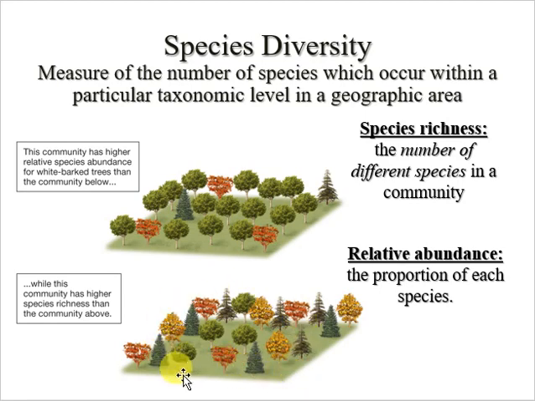So as a result, because these species all have more similar relative abundances, you have a greater evenness in this community. Because this community has greater evenness as well as greater species richness than this community, it has a greater level of species diversity. Again, we'll go over that again in a little bit.